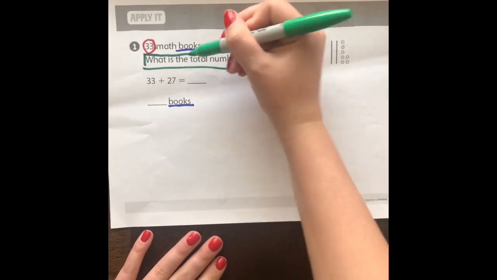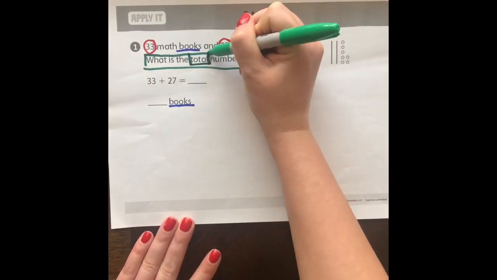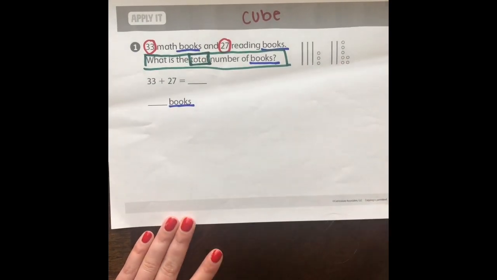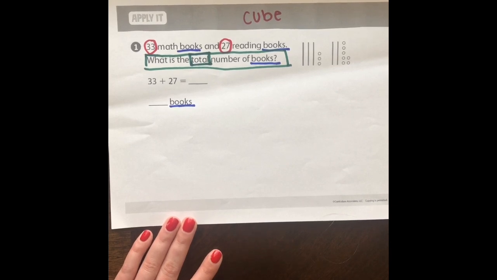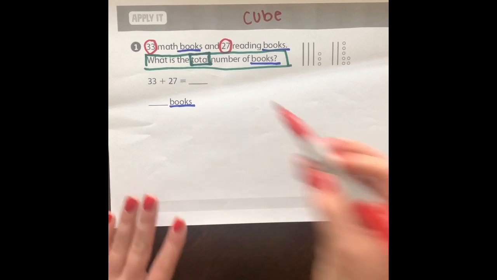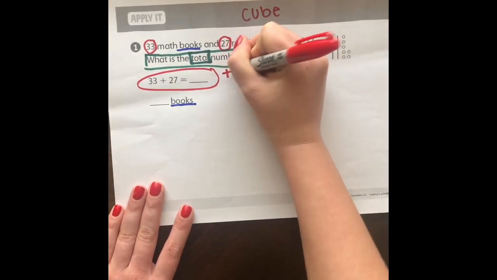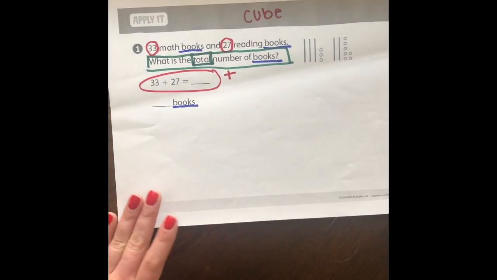So I see a word right here. That word is total. When we're looking at the word total, that tells us that we are going to be adding. We want to know the total number of books. Altogether, how many books? So here is our equation right here. And we know that we are adding. That's our equation, or our E.